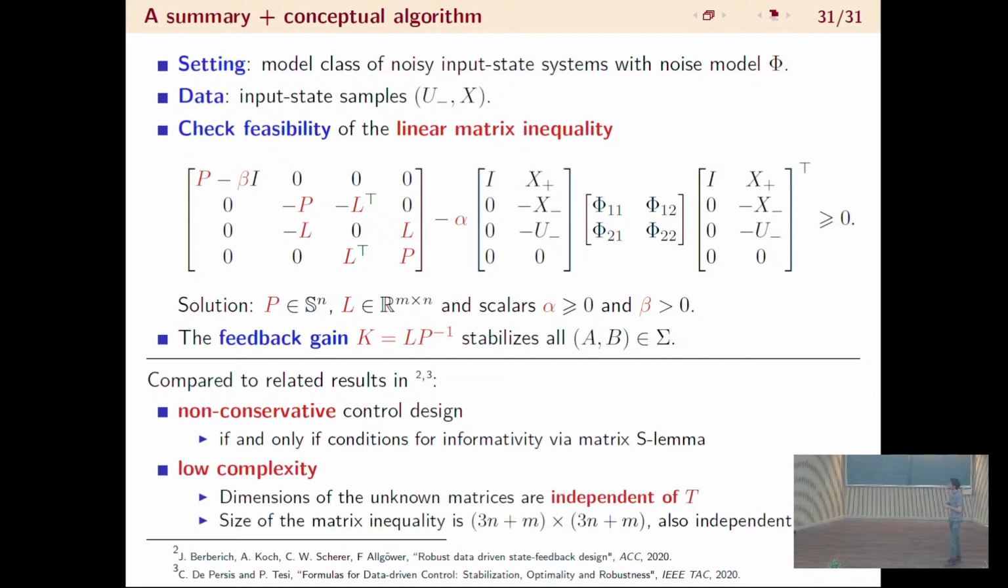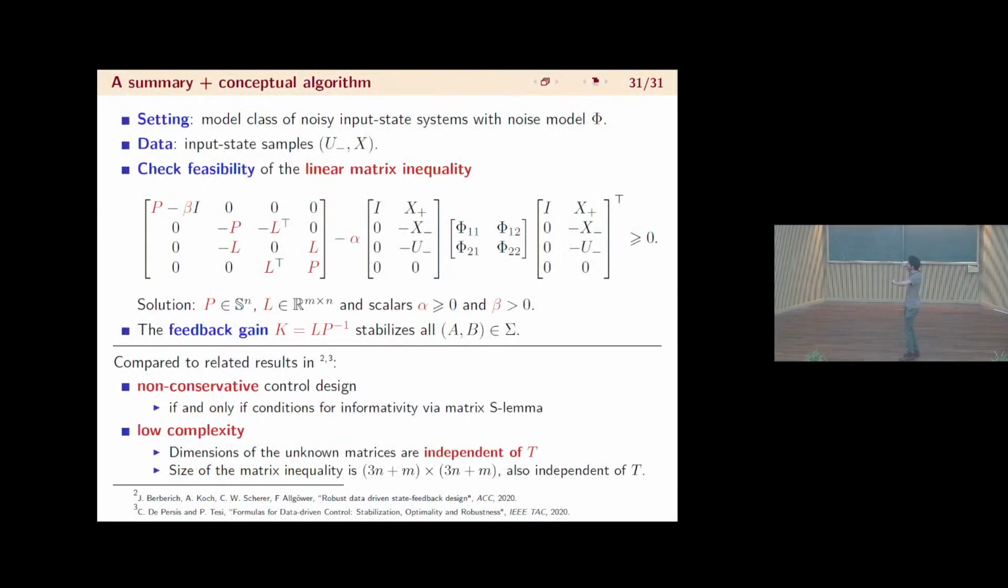Okay. And something we already discussed before lunch is that the constraint that you have over here is of size 3n plus m by 3n plus m, because P is an m by m matrix. So the constraint here is independent of the time horizon of your experiment.